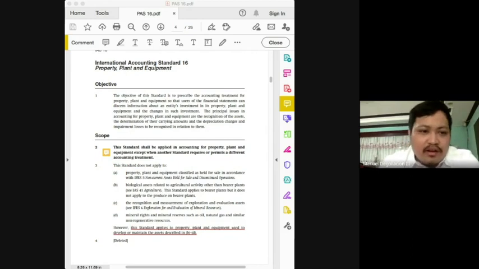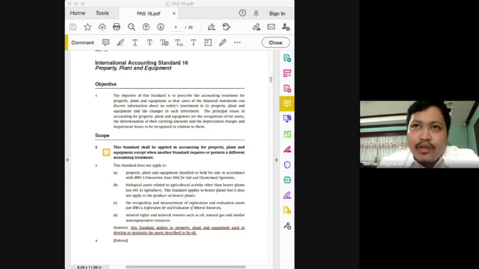And you have here, for example, an item of PPE actually, but which is already classified as held for sale. It will no longer be under PAS 16, but it will now be under PFRS 5. Okay, you have your biological assets, which would be covered by PAS 41. You have your exploratory assets, your wasting assets, which again would be discussed later on after midterms. Okay, you will have to apply PFRS 6.